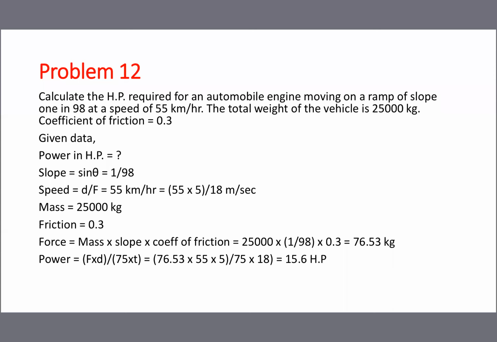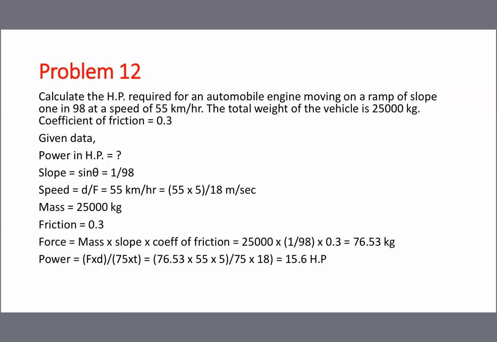At a speed of 55 km per hour, speed given. The total weight of the vehicle is 25,000 kg, coefficient of friction 0.3. Again I am telling the same formula. The power formula is FD by 75T. You check only the data. Force you find out from the data. The mass of the vehicle is given, 25,000 kg. But I already told you, read the problem fully. Along with mass, slope and friction are both given.